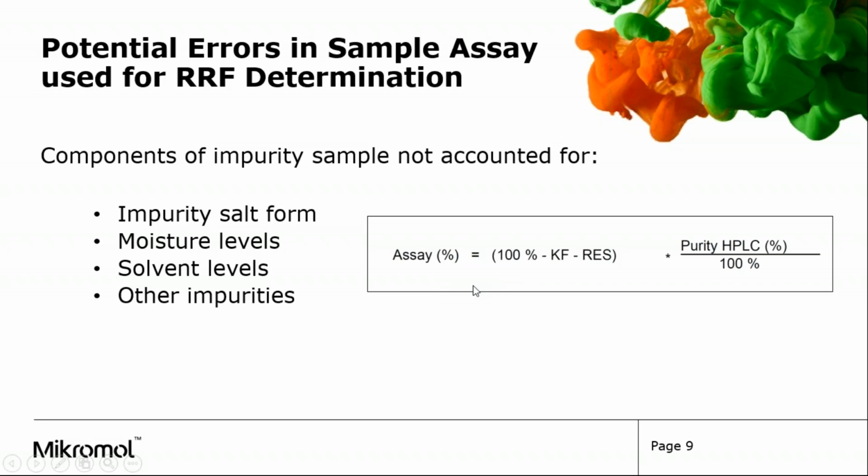And I just showed this typical assay calculation based on mass balance that is often used to assign an assay to a reference standard, where you start with 100% and subtract the other things that are present. So the moisture and the residual solvents, and in this case, the correction by the area percent purity, usually determined by HPLC. And clearly here the salt form has not been accounted for, but that would have to be taken into account as well.